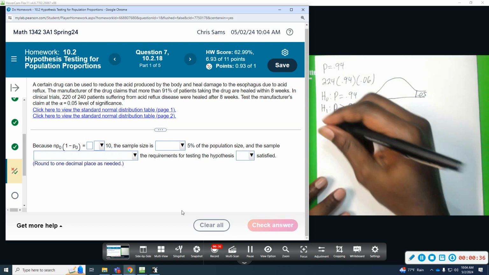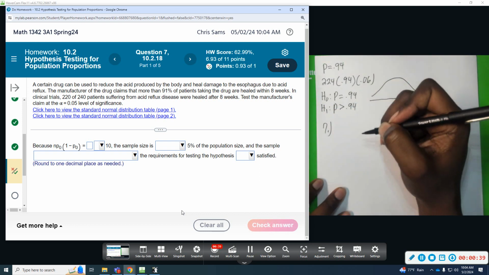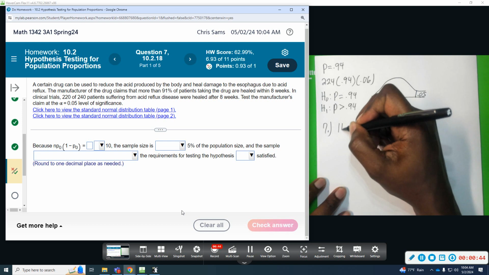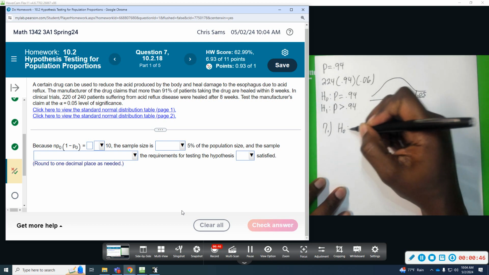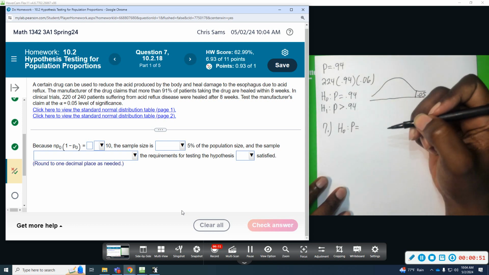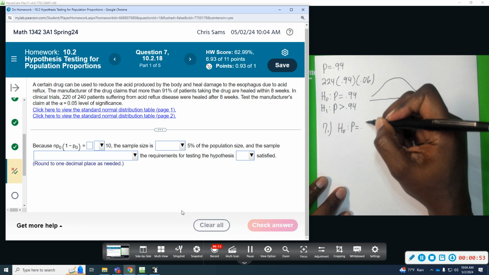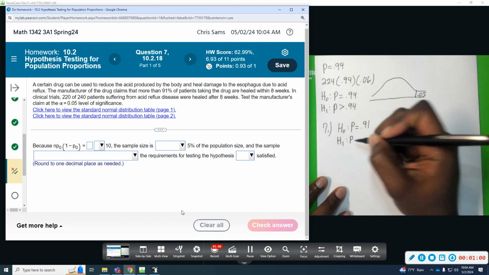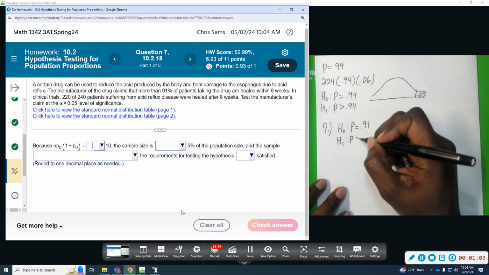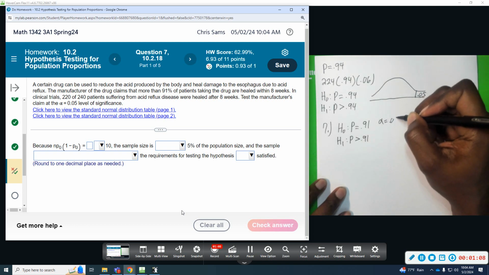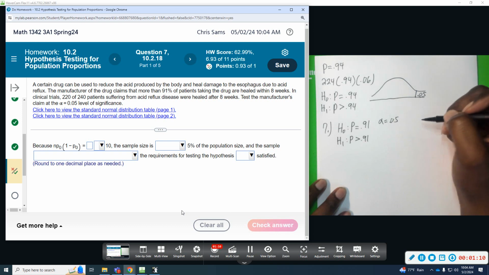Okay, so we are given that we're going to go ahead and write the null and alternative. The null is that the proportion that are healed is equal to 0.91, and the alternative, he claims that it's greater than, so we're going to say greater than 0.91. Alpha equals 0.05, so if P is less than this, we reject.